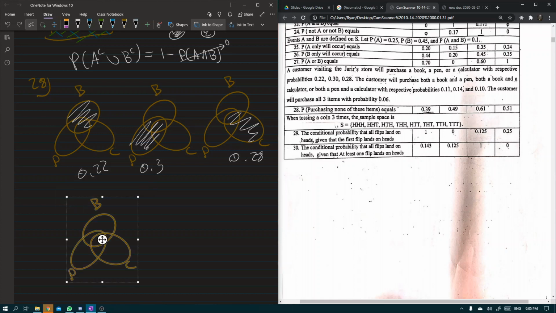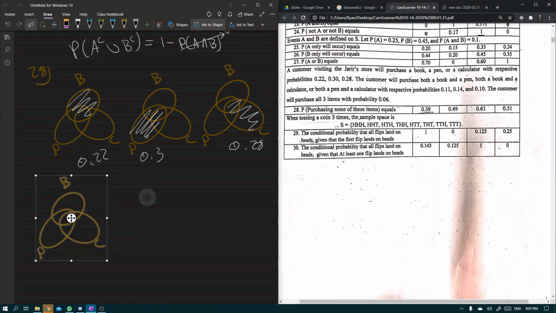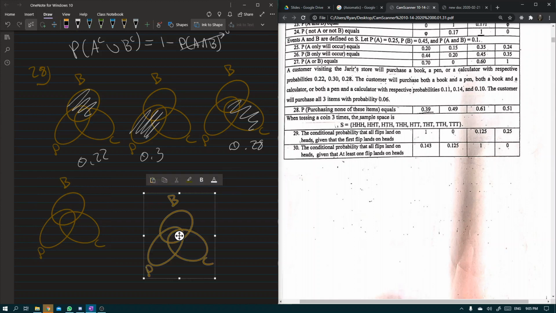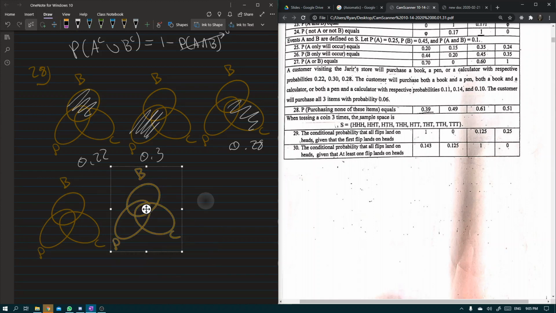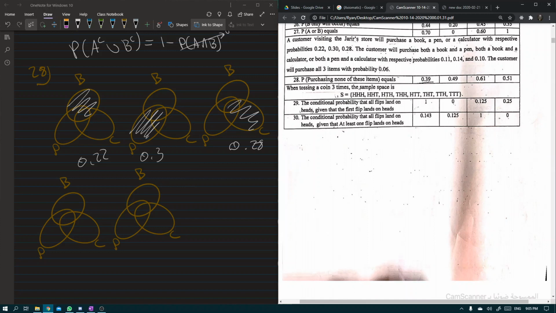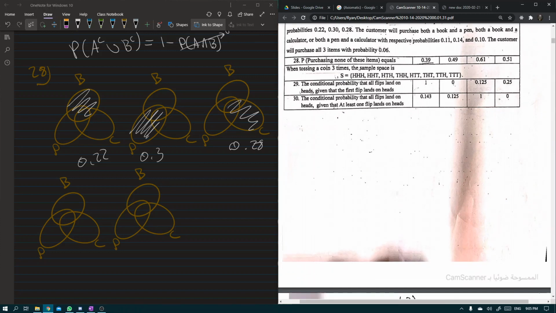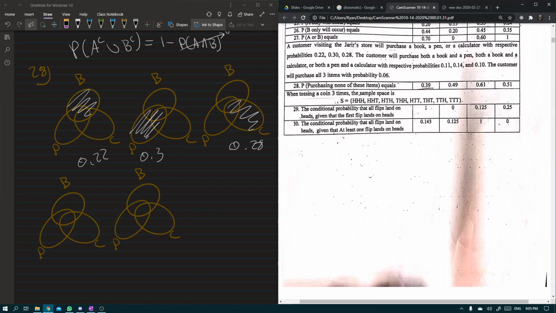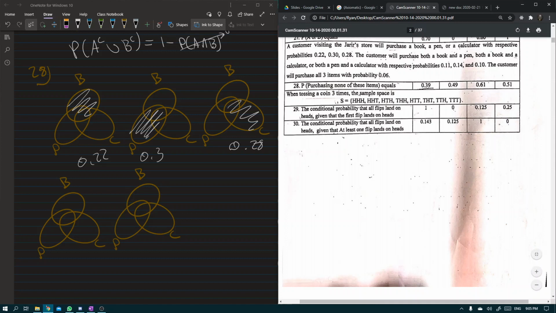Basically it's the three-set question. Let's just skip it. Okay, yeah, just skip it. None of these items in the end. Basically it's 0.22. You add these, you subtract these, add this.